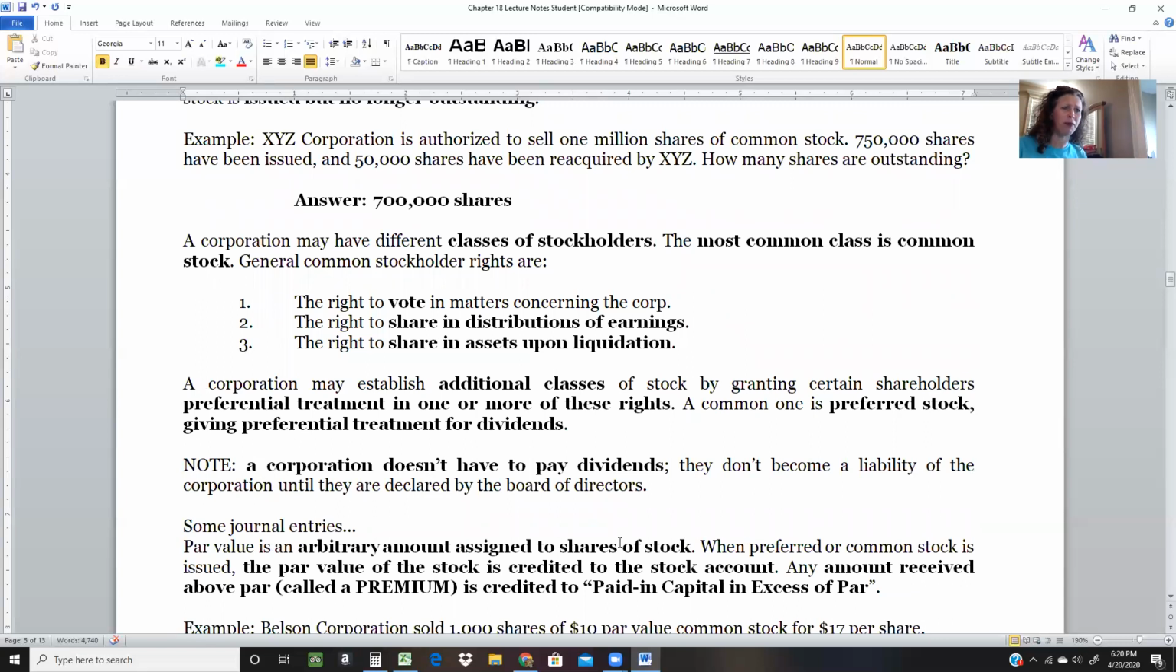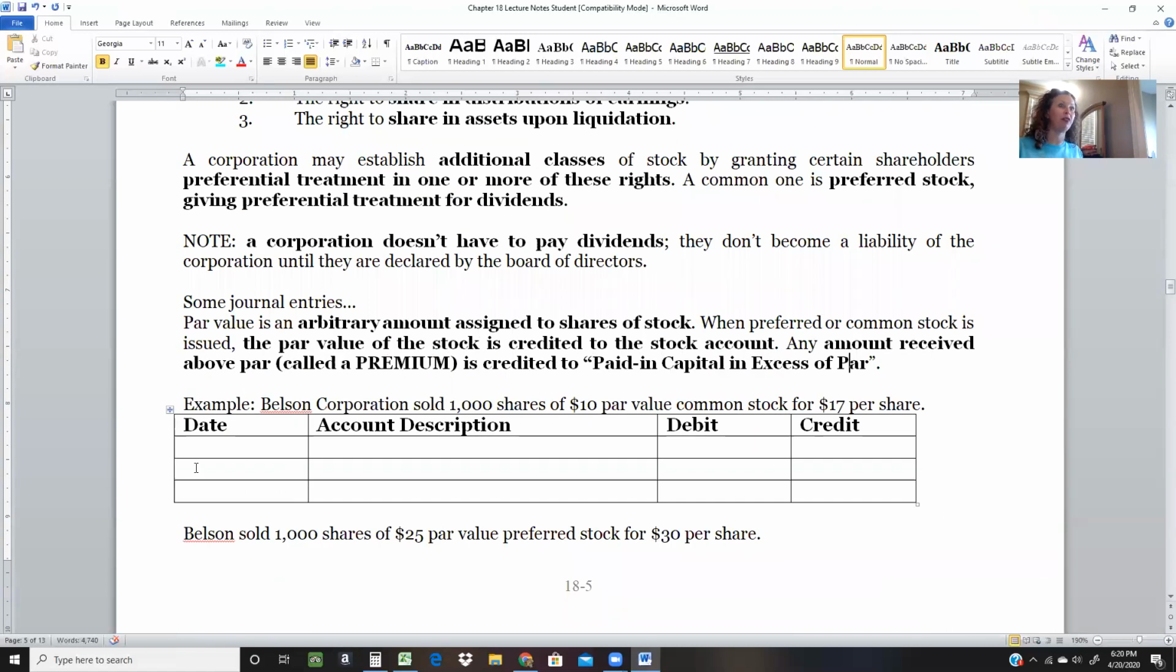Par value is that arbitrary amount. That's the amount we put in the actual common stock account or preferred stock account. Anything in excess would go in paid in capital in excess of par. PICEP is what we abbreviate that for. Paid in capital excess par, PICEP. So let's do some journal entries finally.